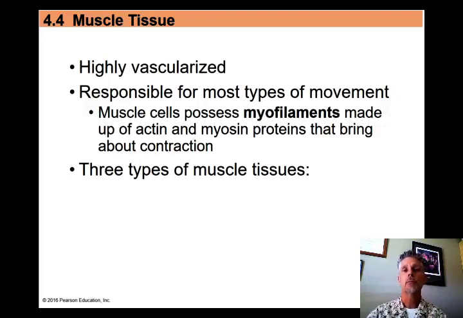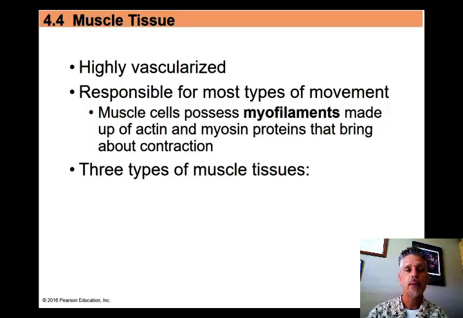So muscle tissue, big job, just to move. That's all. Just moves. Contracts and it changes shape, and then when you stop stimulating it, it relaxes. Very, very vascularized, so it uses a lot of energy. We need to deliver nutrients to it, etc.